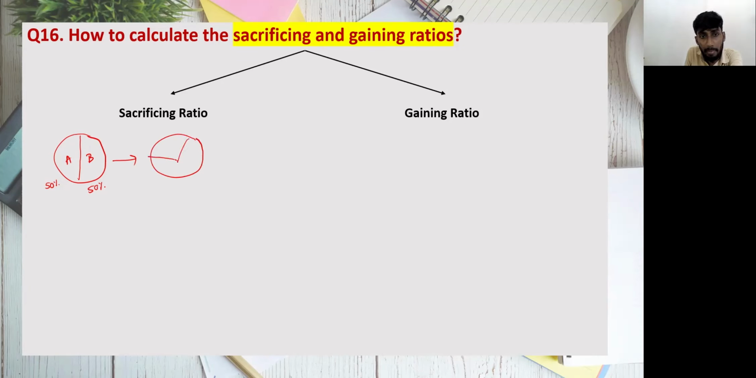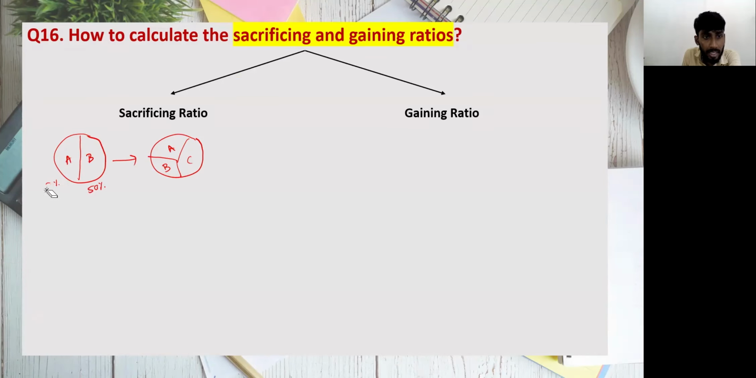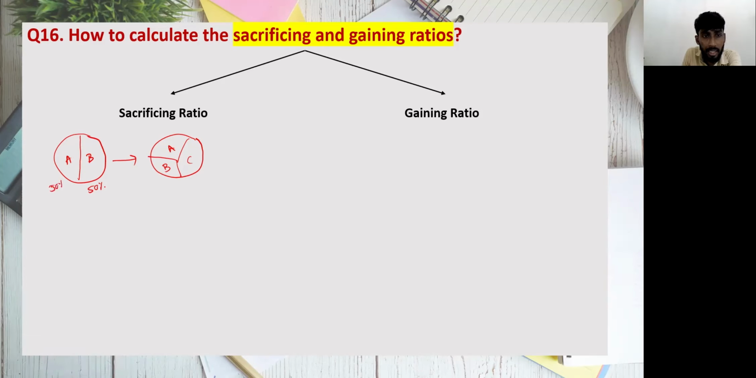Now there are three partners here, A, B, and C. Now they share profit. How? Let's take 50-50 earlier. Now what will happen? Now A gets 40, B also 40, and C is getting 20% out of the total profit.